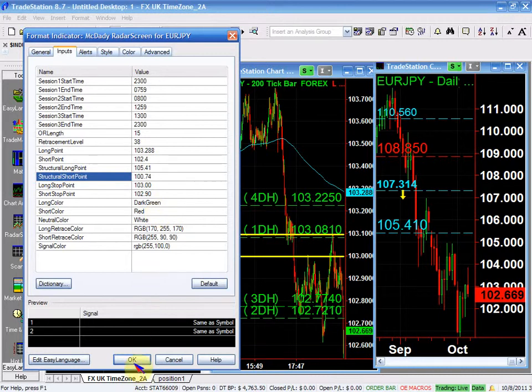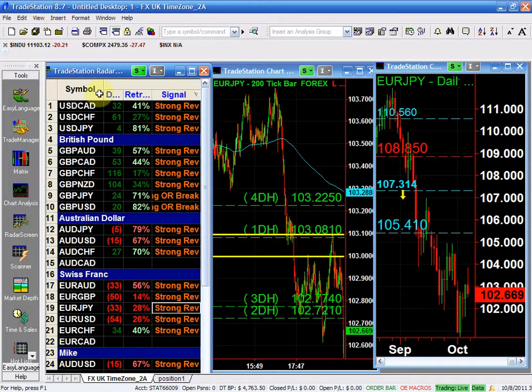Okay, and so basically I'm buying above 103.28. My structural long is 105.41, and my stop is 103. On the short side, I'm going short below 102.40, and my structural short is 174, and my stop is 102.90. I'm risking about 50 pips on that trade. That is the euro yen.